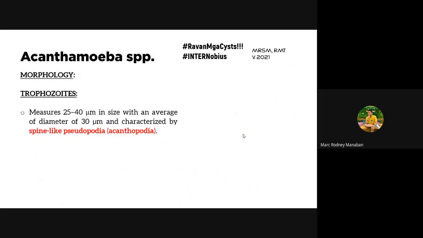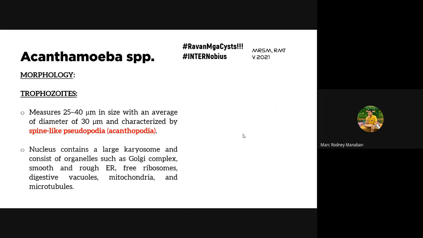Okay, now we go to morphology, starting first with your trophozoites. Again, characteristic, spine-like pseudopods or your Acanthopodia. It's in the name, right? Acanthamoeba contains Acanthopodia, your spine-like pseudopods. Okay. Now, the nucleus contains, again, many organelles: large caryosome, Golgi complex, etc., etc.